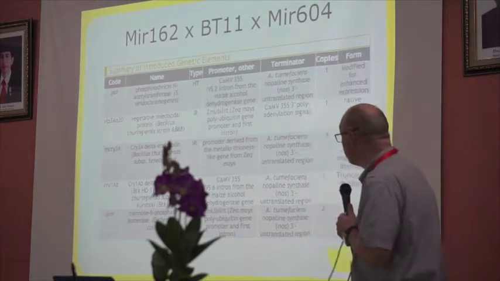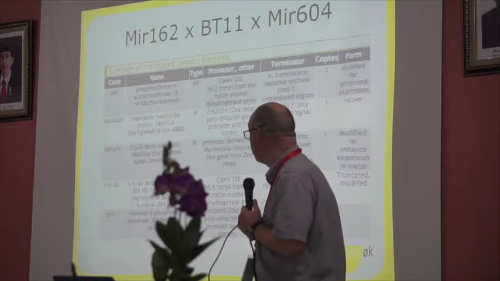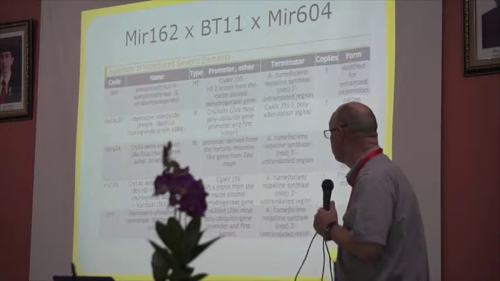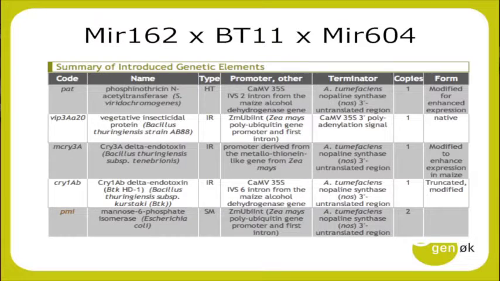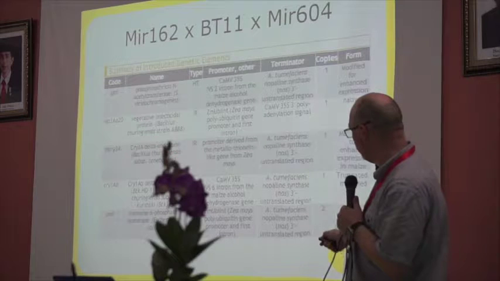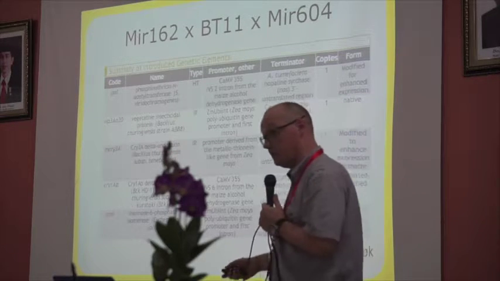Then MIR604 was crossed in, and this is an actual example. It's quite an extreme example, I'll give you that, but it's still an example. And then you still have the PAT, the VIP, and you have the Cry1Ab. Now you have two copies of this PMI, presumably from this cross 604, which brings in another endotoxin. Now we have a lot of toxins in there already.